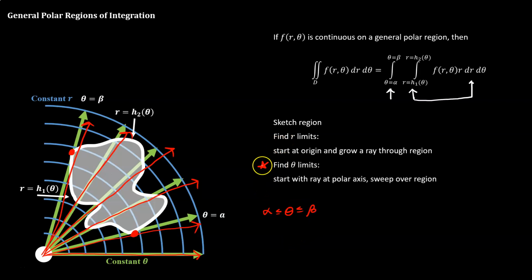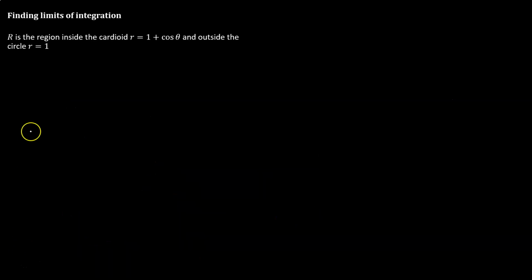So with these two tips, we'll be able to find the lower and upper bounds for each of the variables R and theta. Let's practice finding some of these limits for integration. So for this problem, we're looking at a region inside a cardioid, which is described by the equation R equals 1 plus cosine theta, and outside the circle R equals 1. The first thing we need to do is draw this picture.